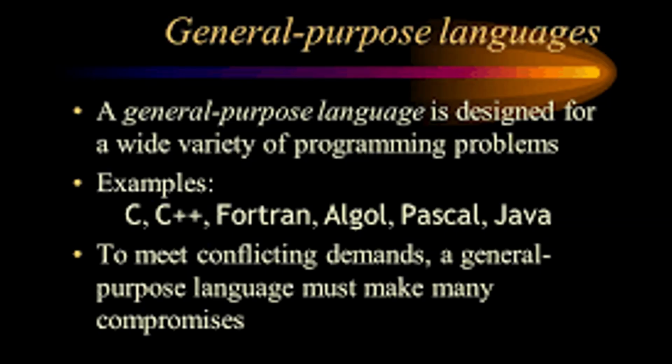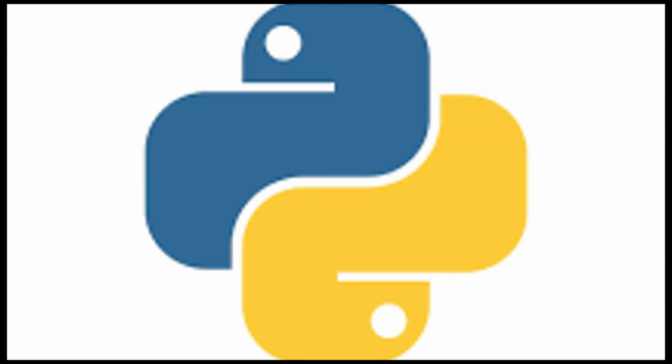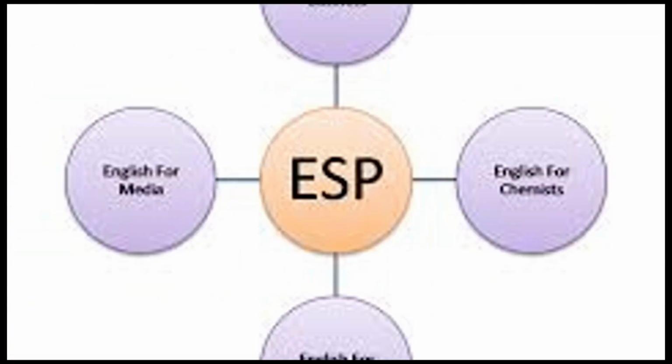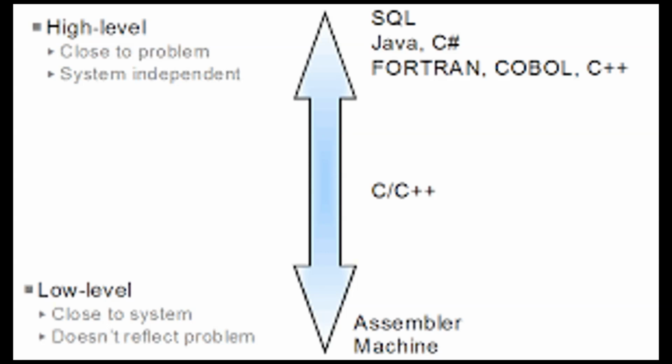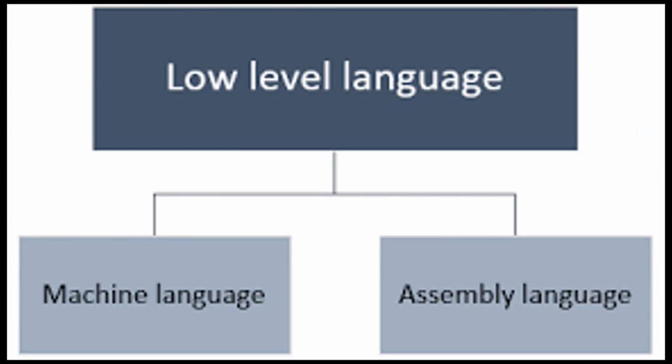There are two types of programming languages: general purpose languages and specific purpose languages. General purpose languages, like Python and Java, are used for more than one purpose, and specific purpose languages, like SQL and HTML, are used for one purpose. And there's the level of the language: high-level languages like Java and Python, and low-level languages like assembly.